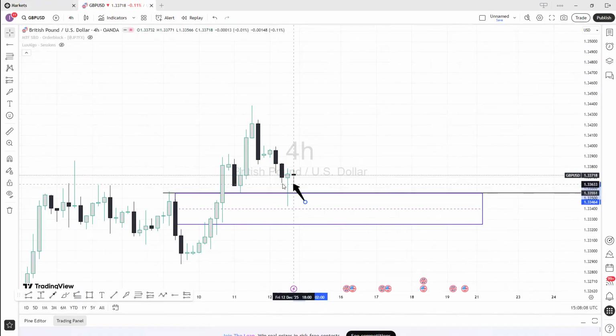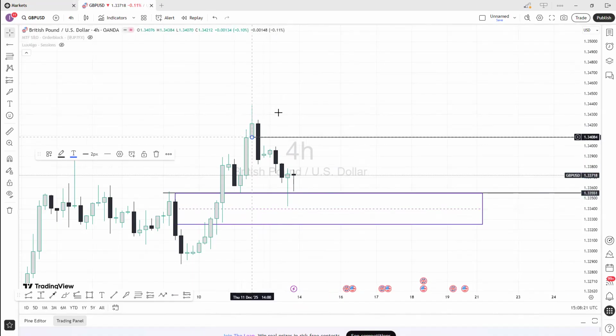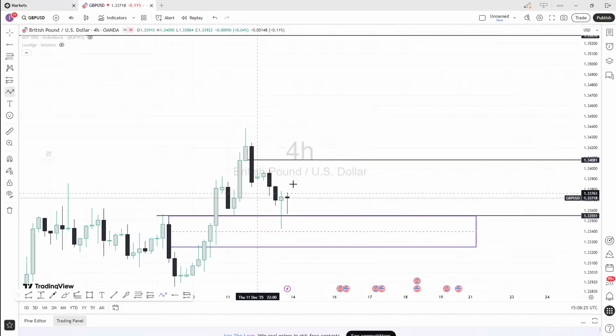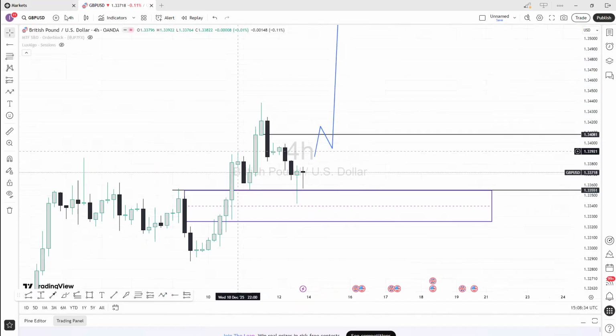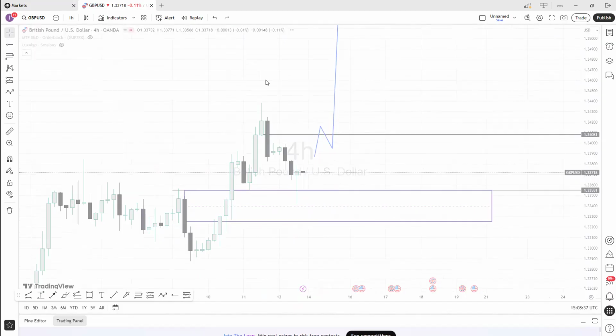Okay, so we have rejection on that zone. Also, we have that previous low, which is liquidity, so price has to rise up. Here we have that supply. It will be our take profit number one. So expect another pullback from that supply, and then we can get a continuation of our trend up to that price level. Okay, shift our time frame to 1 hour.